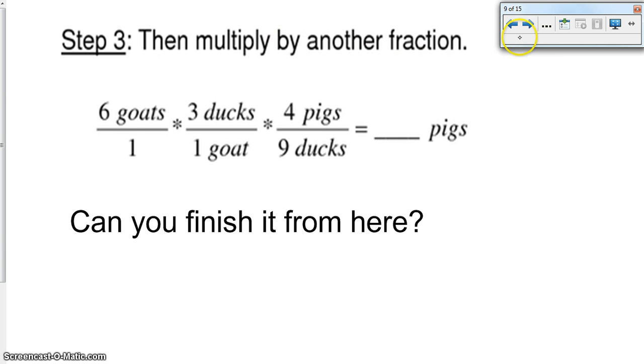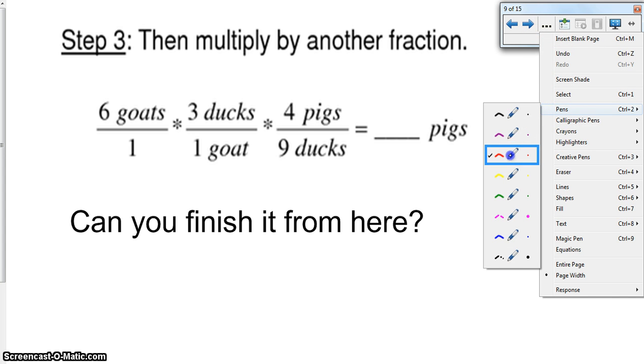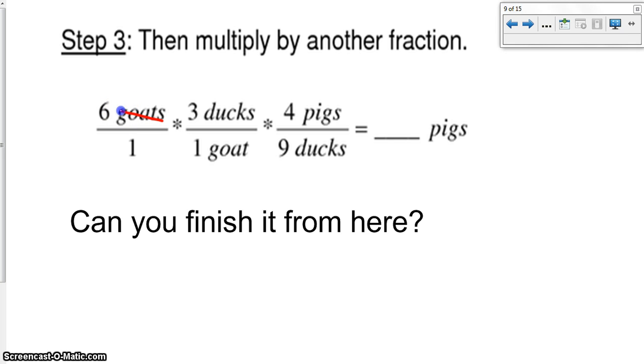Then multiply by another fraction, and you'll be able to find out how many pigs there are. Okay, goats divided by goats, ducks divided by ducks. 6 times 3 happens to be 18. 18 is divisible by 9 twice, so 2 times 4 is 8 pigs. Can you finish it from here? I'd like to see your answer when you come in tomorrow.